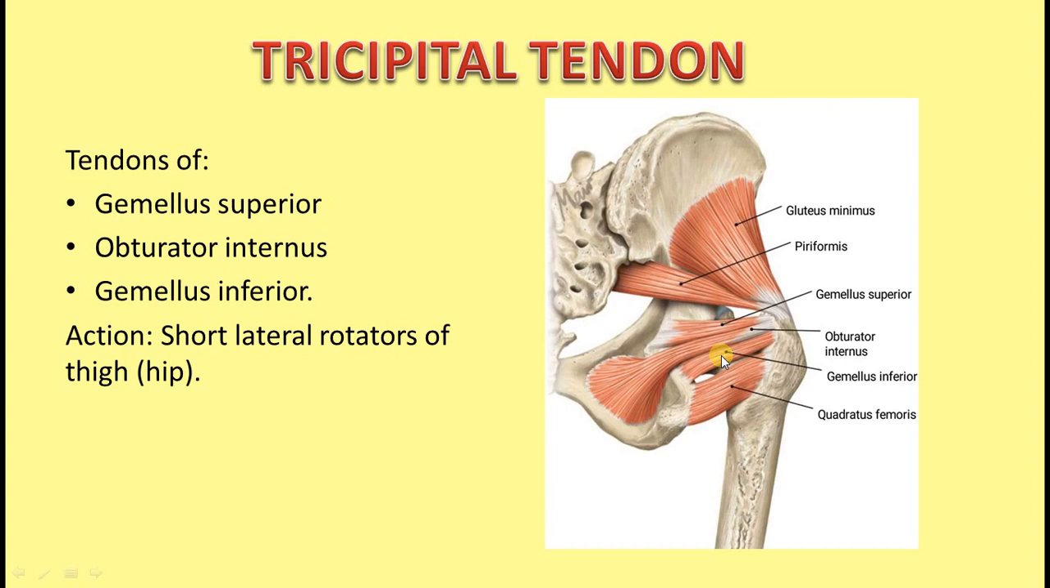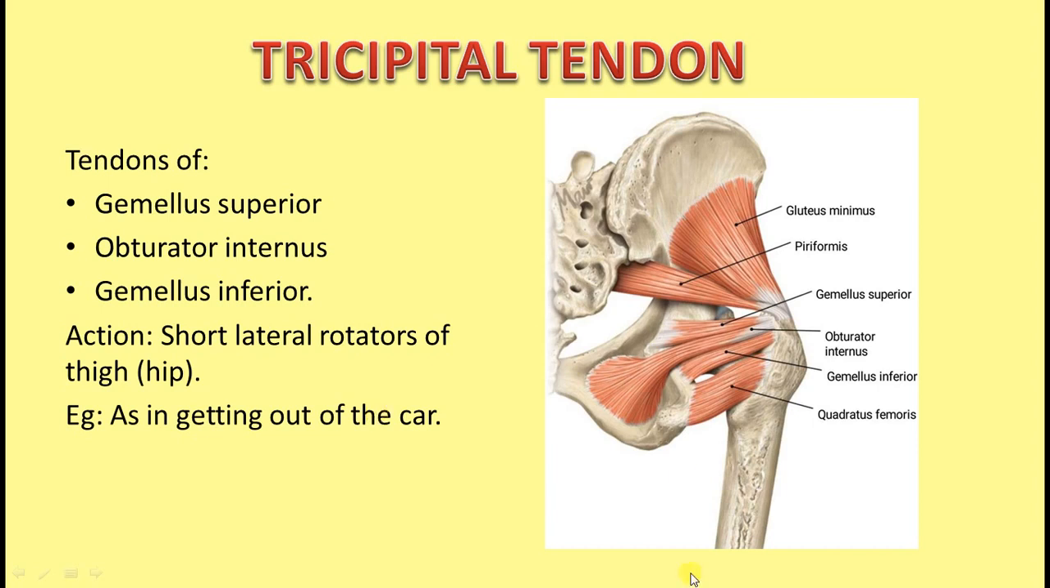Mainly they bring about lateral rotation in a flexed hip. So the best example to give you is when you put your leg outside in getting out of a car. Okay, this is a very classical example to describe the action of these short lateral rotators. So that is your gemellus superior, obturator internus, and gemellus inferior.